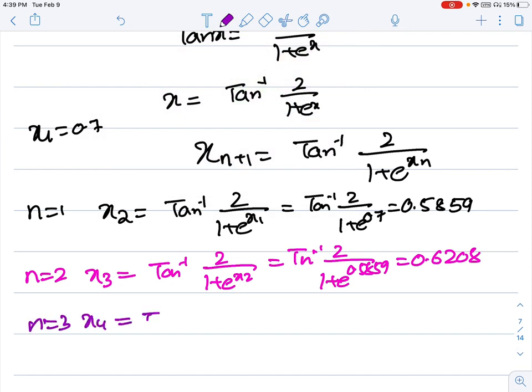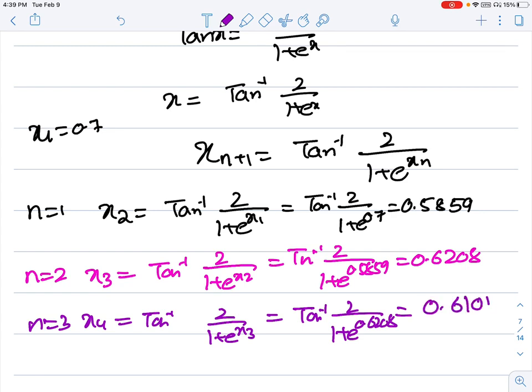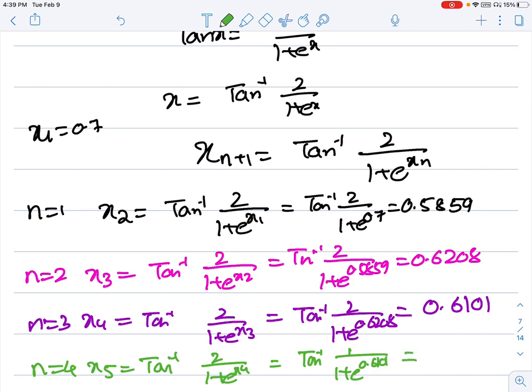Then next I take n is equal to 3, so I get x4 is equal to tan inverse 2 by 1 plus e power x3, so tan inverse 2 by 1 plus e power 0.6208. I go back and change it to 6208, so I get 0.6101. I may try one more time. N equal to 4, so I get x5 is equal to tan inverse 2 upon 1 plus e power x4, so tan inverse 2 by 1 plus e power 0.6101. I change it in the calculator as 6101, so I get 0.6134.